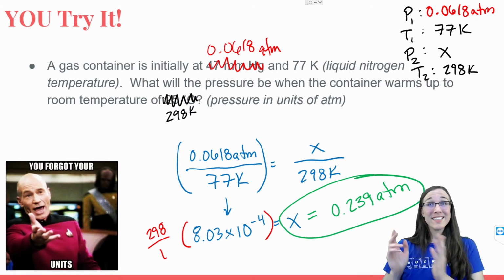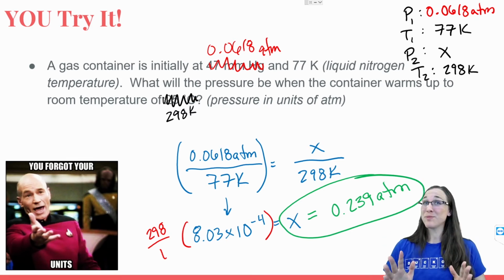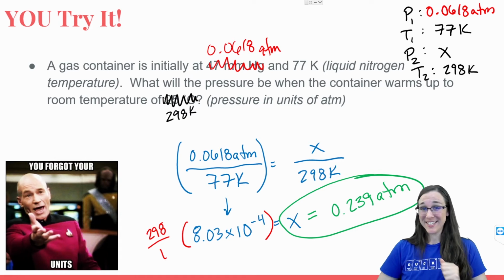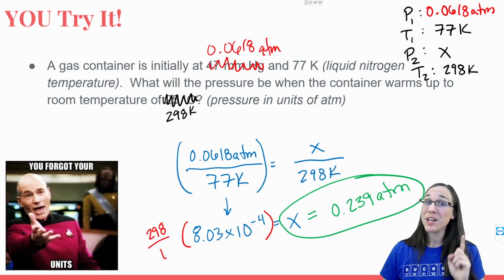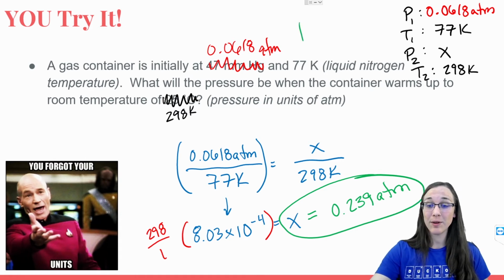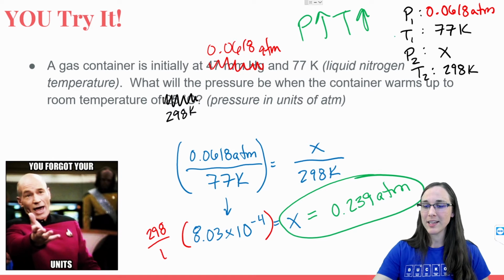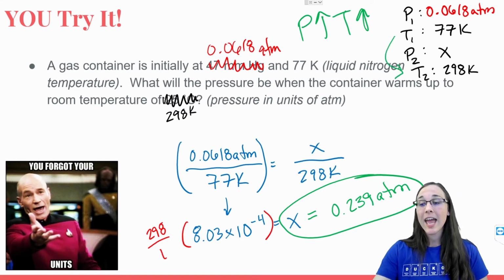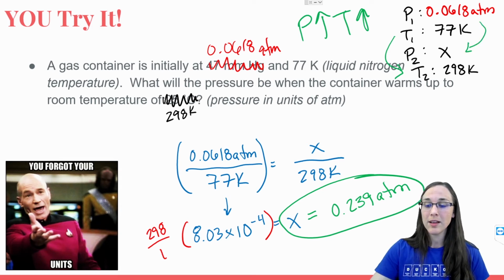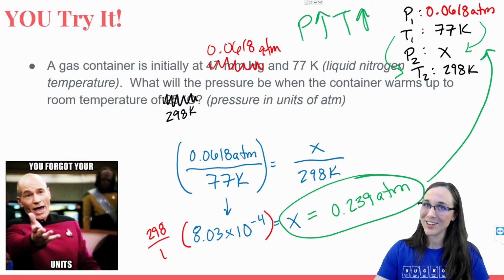Alright, so hopefully you got 0.239 atmospheres of pressure as our P2 answer. Check your understanding here. We know that Gay-Lussac's law is that as pressure increases, temperature should also increase, and vice versa. Here in this problem, we saw that the temperature did in fact increase from 77 to 298, and our pressure also increased from 0.0618 to 0.239 atm. So we know we must have done this calculation correctly.